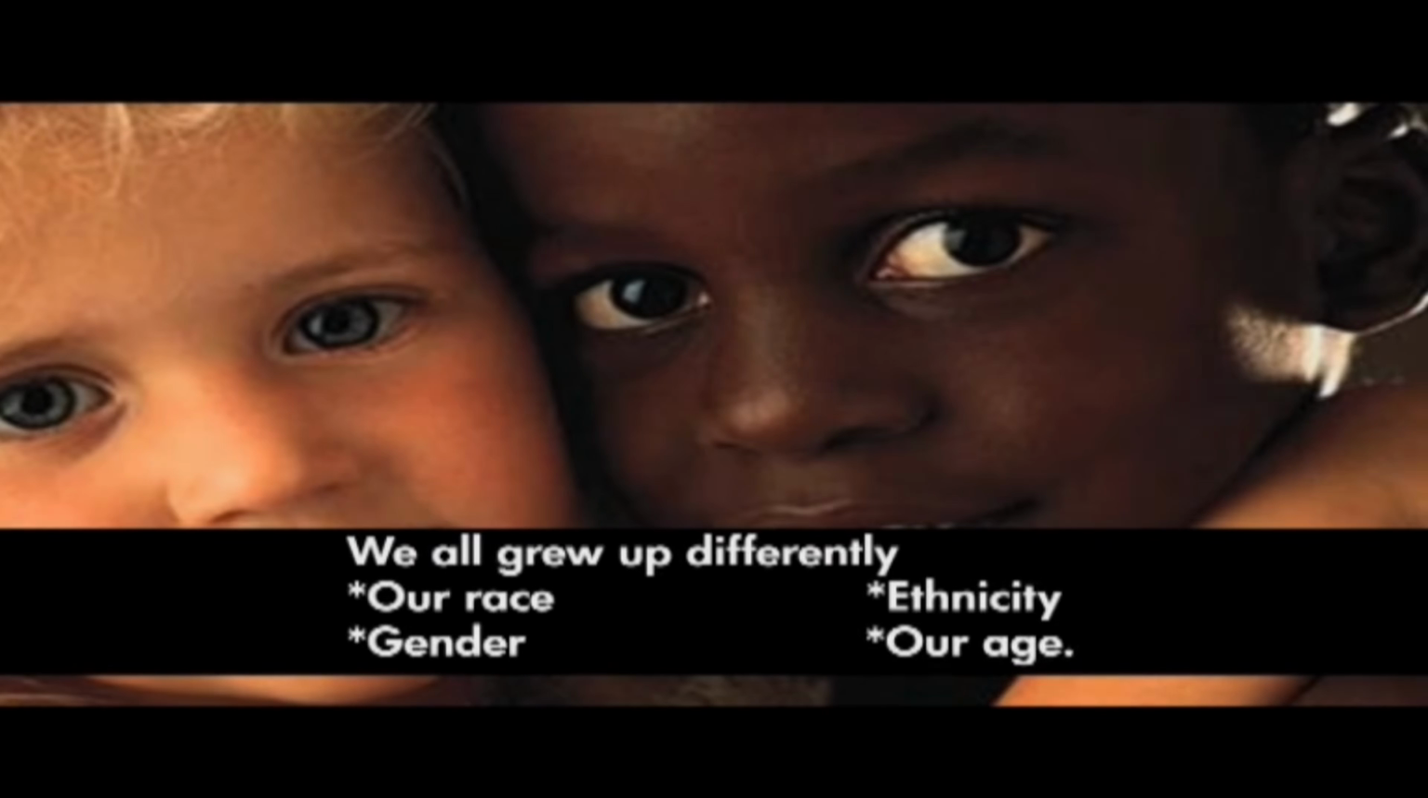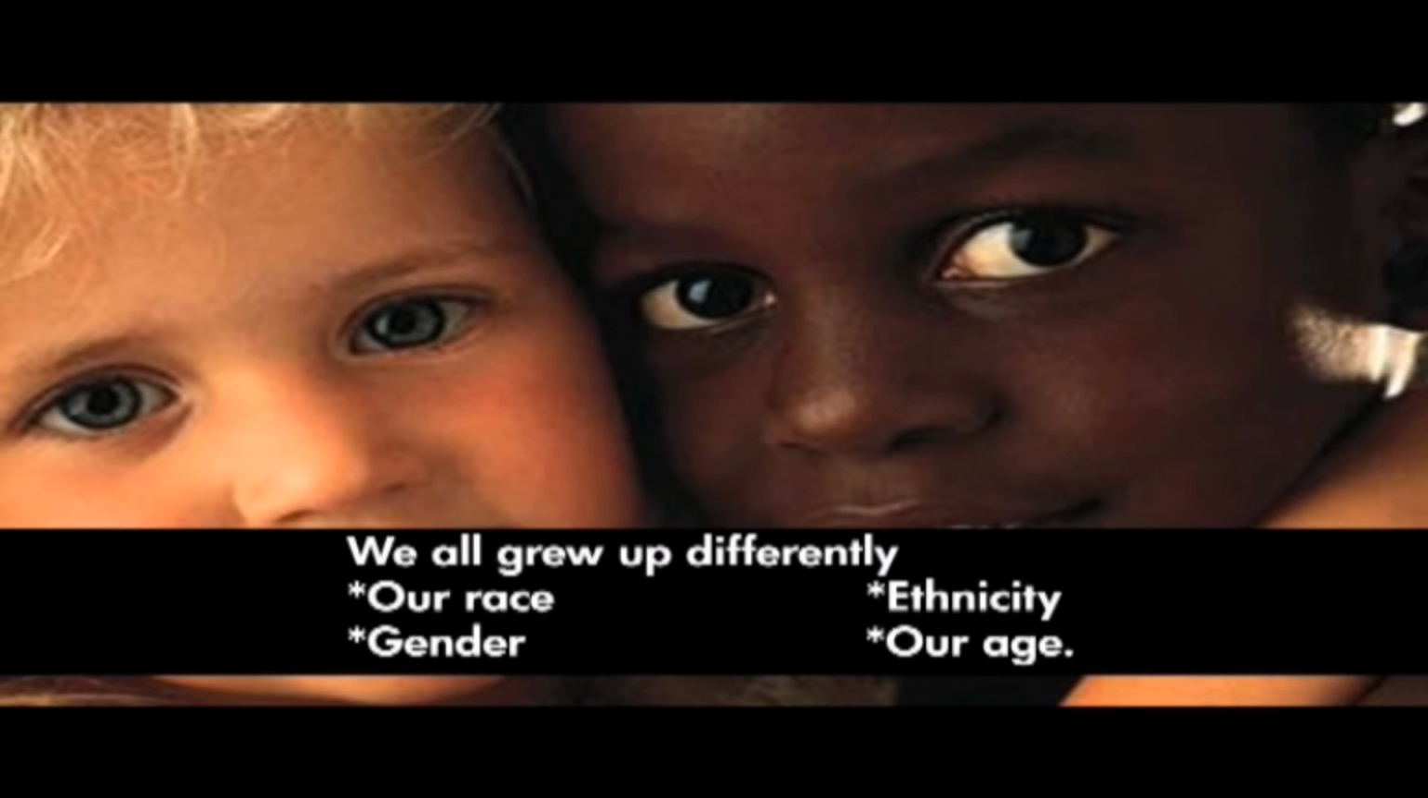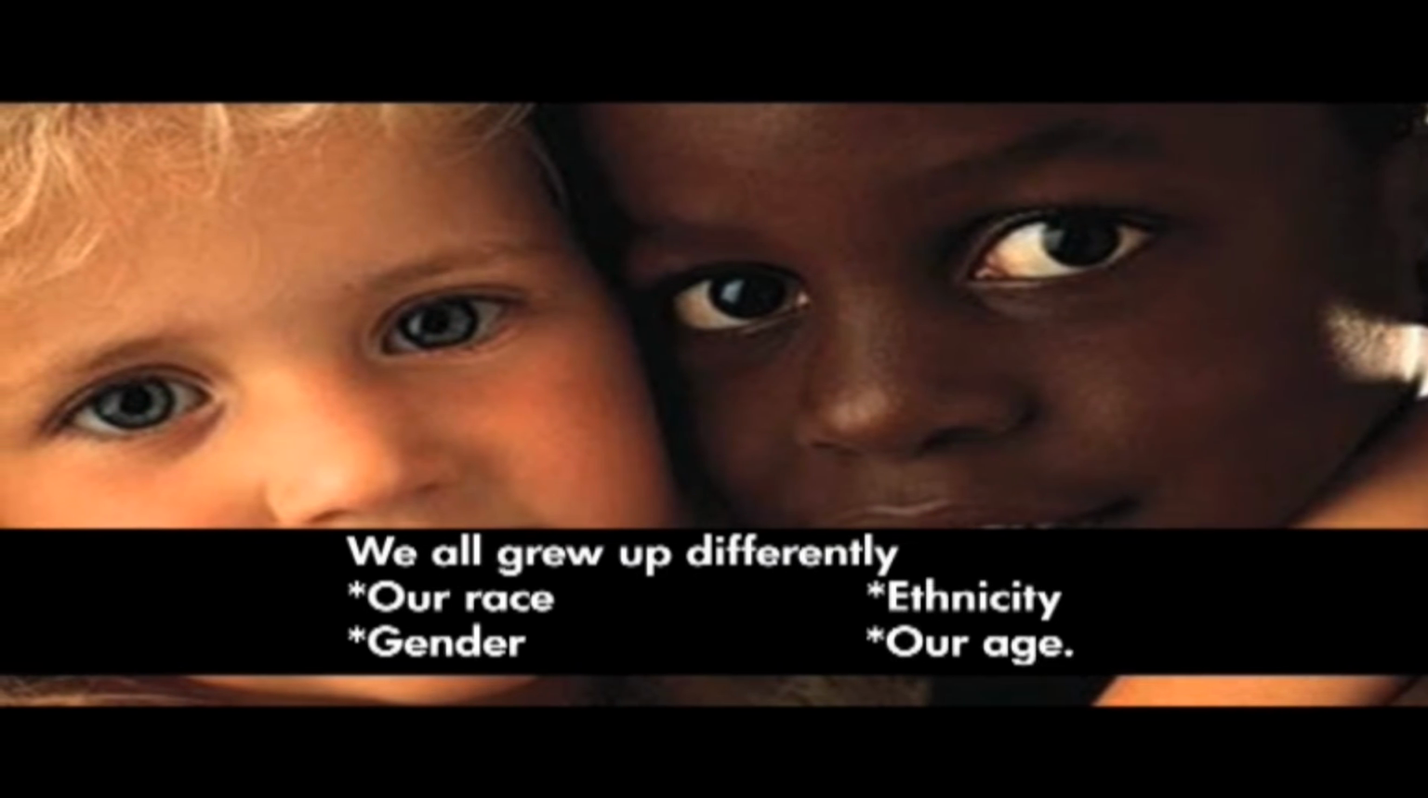The sixth cause for conflicts is growing up differently. We all grew up differently based on our race, ethnicity, gender, and even our age. We get into conflicts with one another if we come from different worlds, if we tend to misunderstand our actions and others' actions, misjudge, and thereby create distances between us.